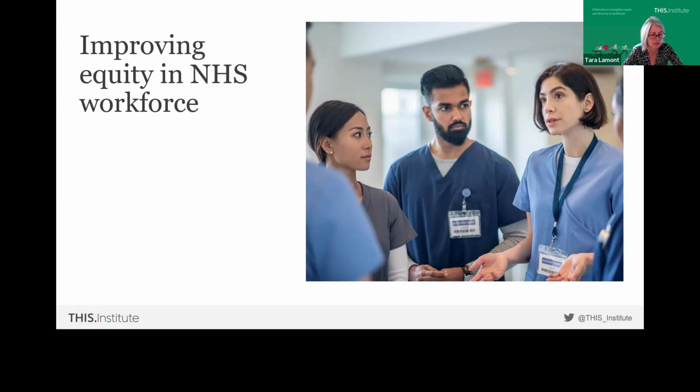culture and leadership. And we want to know what structurally competent organisations would look like, i.e. not just focusing on staff training and individual awareness on race, but what systemic and structural interventions would look like in this space. So there's a lot of interest around improving equity in the NHS workforce across the piece.